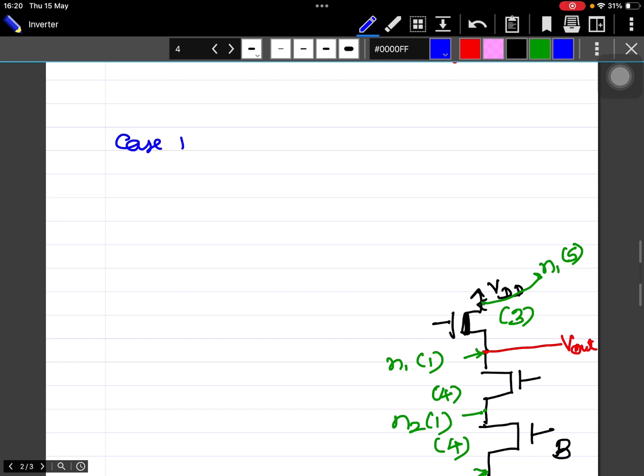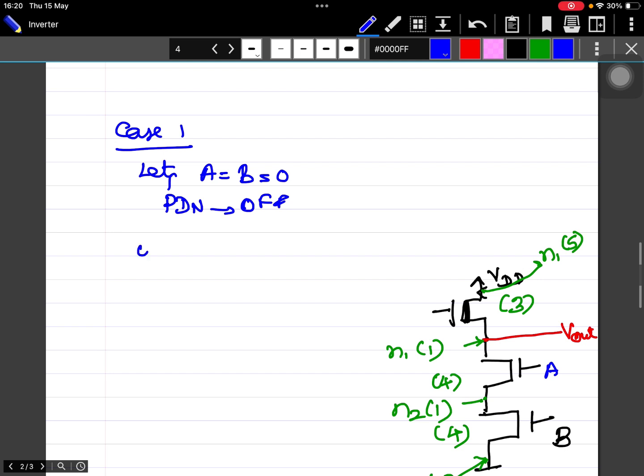So case 1, this is A. Let A is equal to B is equal to 0. So what's happening here? The whole of pull down network is off. Okay. So what will be my output voltage? Output is now pulled up towards VDD. Is that clear? So output voltage will be 1. How do I write this? It is 3, 1. Right?